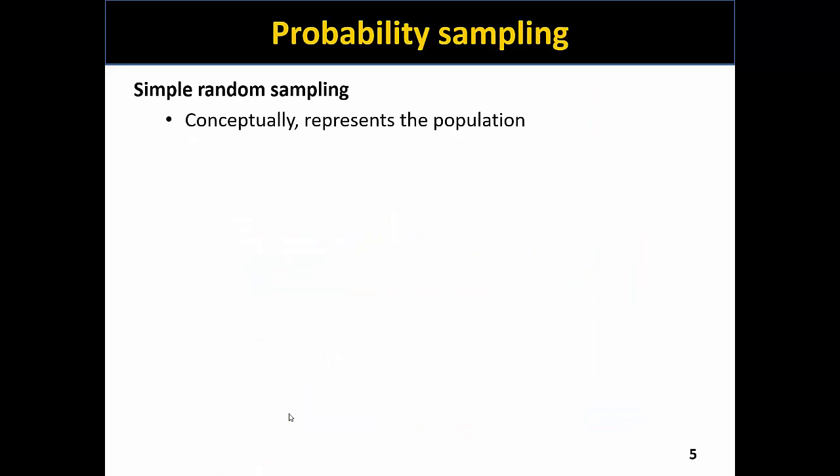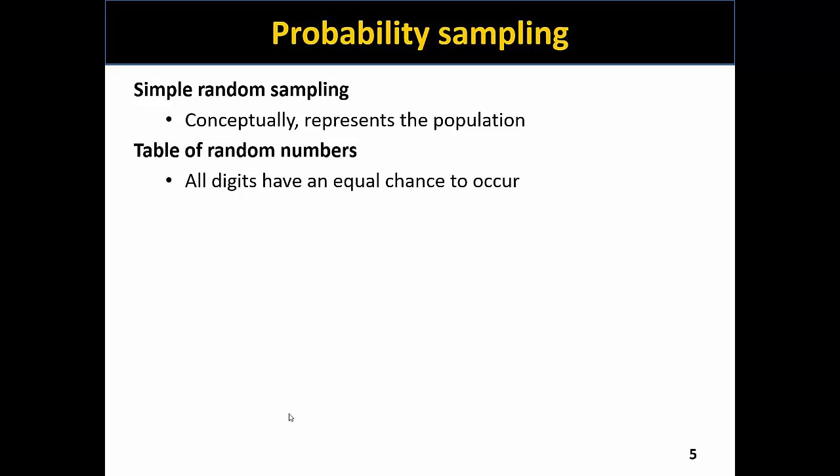Now, the different ways in which samples are drawn, we'll talk about the very first, the most simple way of doing this, and that's called simple random sampling. And conceptually, simple random sampling is an accurate representation of the population.